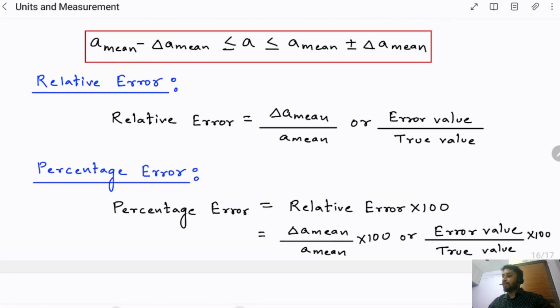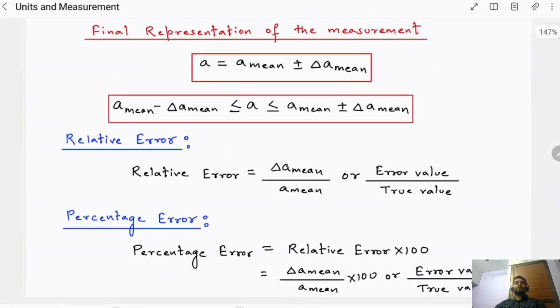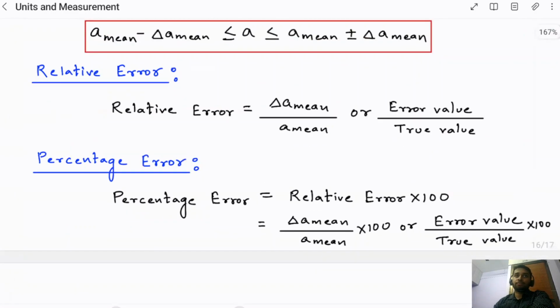Sometimes we are asked to find these values directly. Okay, so I hope this session was useful. In the next video, we will be studying about combination of errors, and we'll also discuss a few problems based on that. Okay.